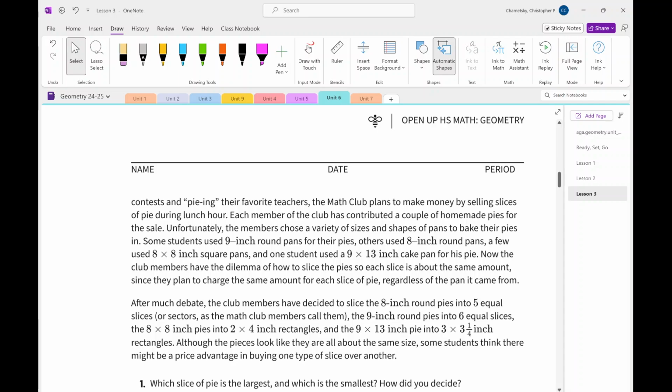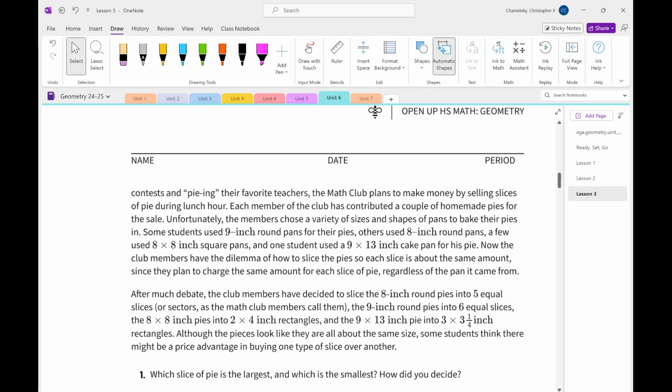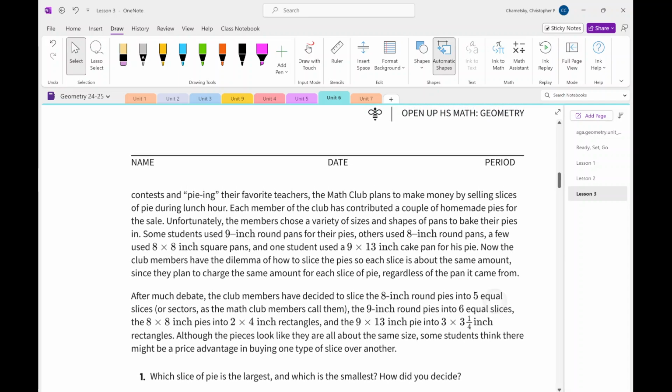They have some round pies. They have an 8-inch round pie, and they have a 9-inch round pie, and then they have a couple of 8-by-8-inch square pans and a 9-by-13-inch cake pan. So I guess they want to try using some rectangular shapes, which I don't think is a pie, but I guess they're going to go for it.